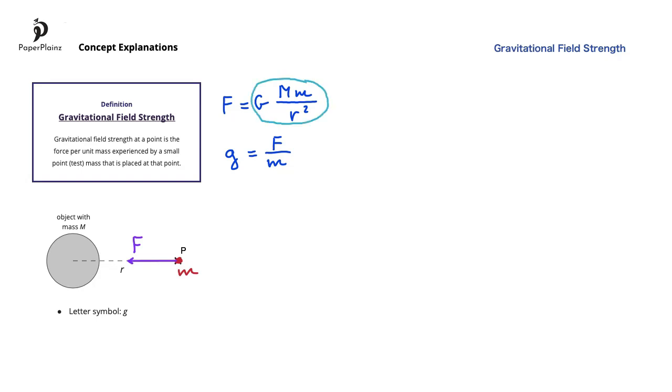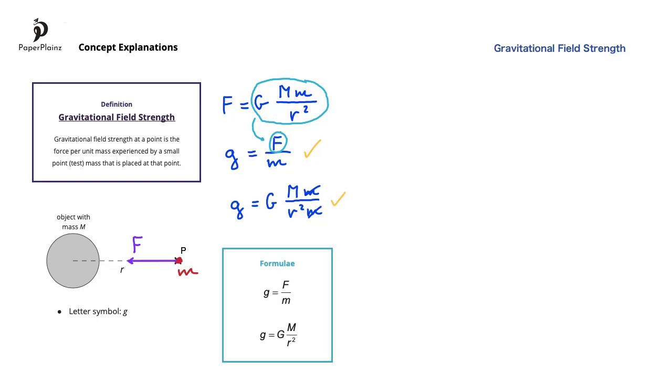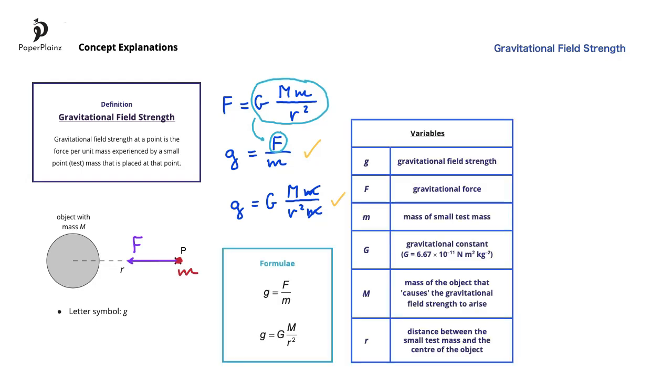Substituting this expression for F into our second equation gives us lowercase g equals uppercase G times uppercase M times lowercase m divided by r squared, divided by lowercase m. To complete our working, we'll simplify by lowercase m. Hence we've ended up with the two gravitational field strength formulae that are provided in the data booklet. We'll summarize these formulae and the variables in two tables. From the first formula, we can easily deduce the unit of gravitational field strength, which is newtons per kilogram.